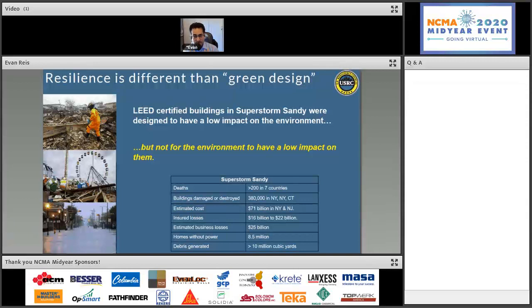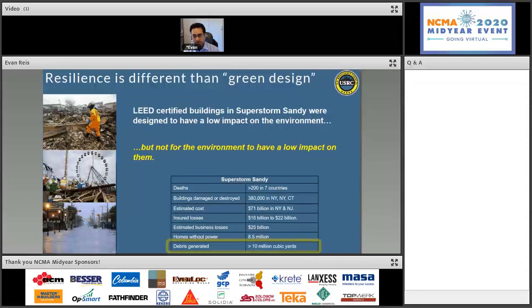But what we saw in terms of the damage caused in that hurricane, and this is one of the mantras that we keep trying to remember at the U.S. Resiliency Council, is that there is a difference between buildings that have a low impact on the environment and buildings where the environment has a low impact on them. We saw almost 400,000 buildings damaged just in that tri-state area. And the statistic that I really like to highlight is that there were over 10 million cubic yards of debris generated by the damage caused to those buildings.